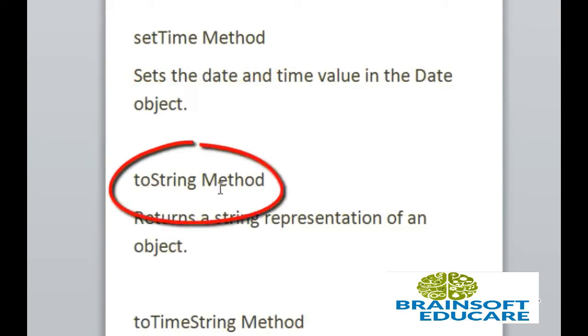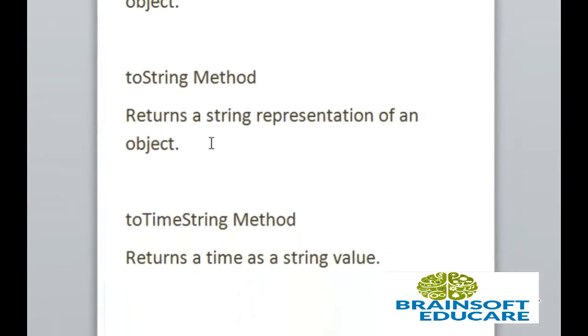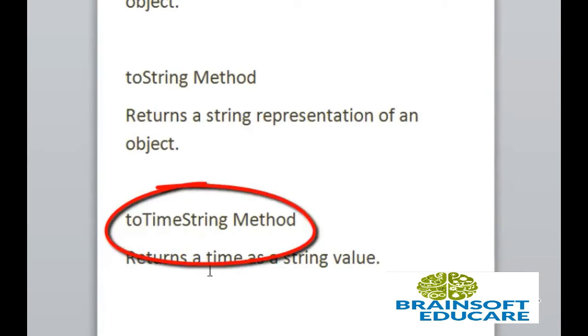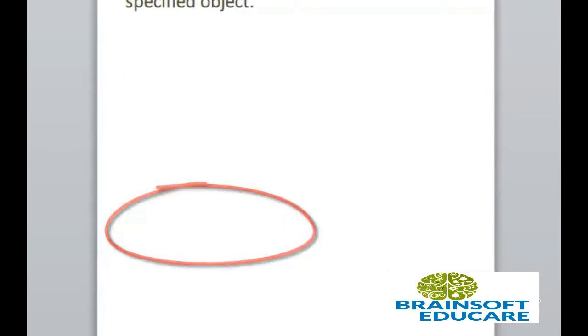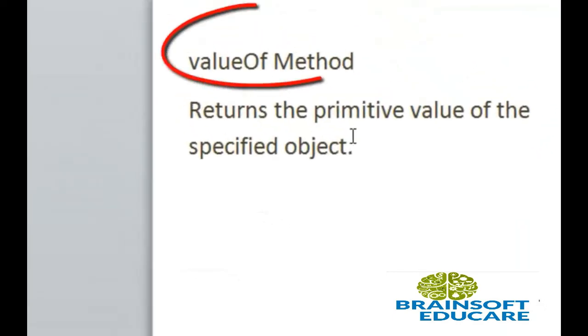The toString method returns a string representation of an object. The toTimeString method returns the time as a string value. The valueOf method returns the primitive value of the specified object.